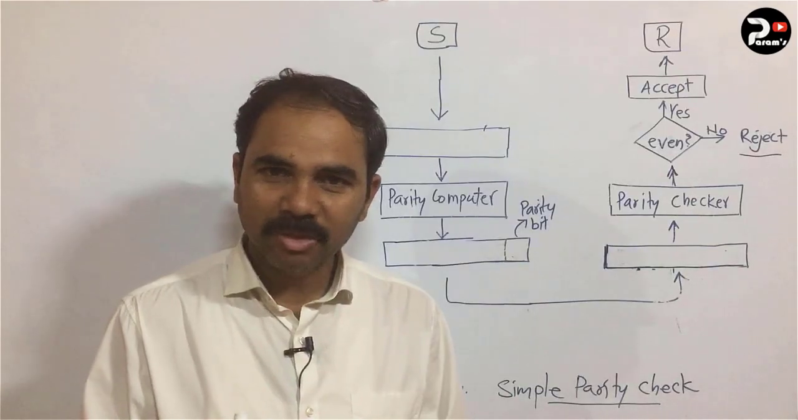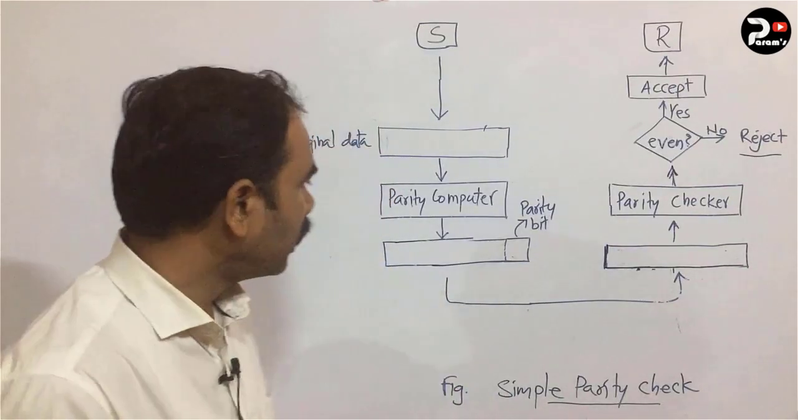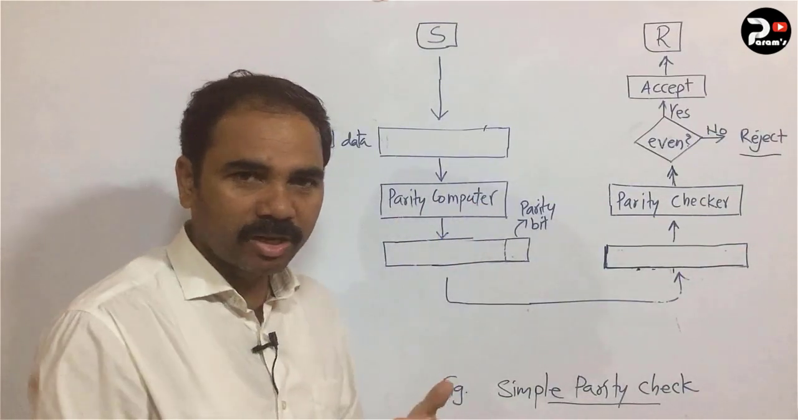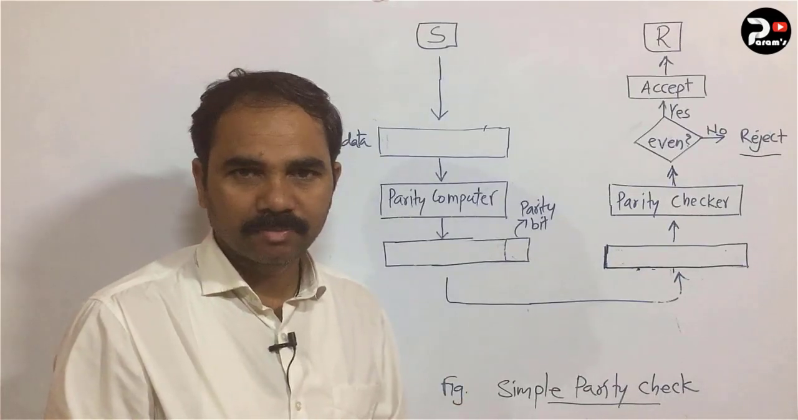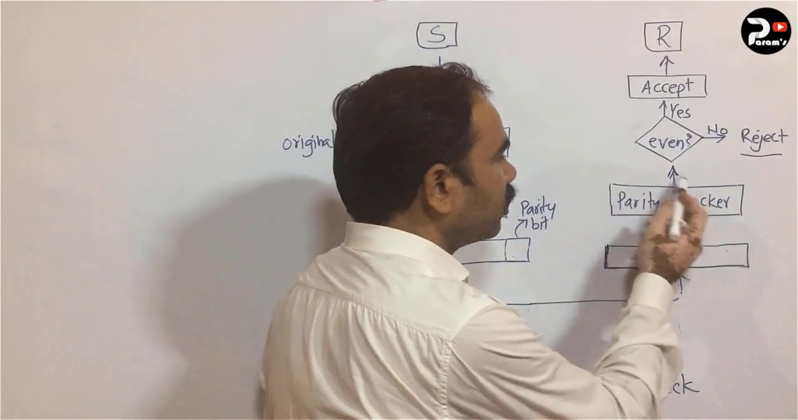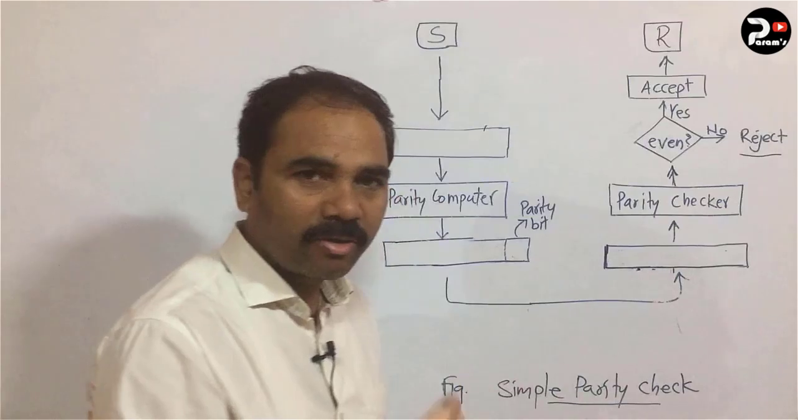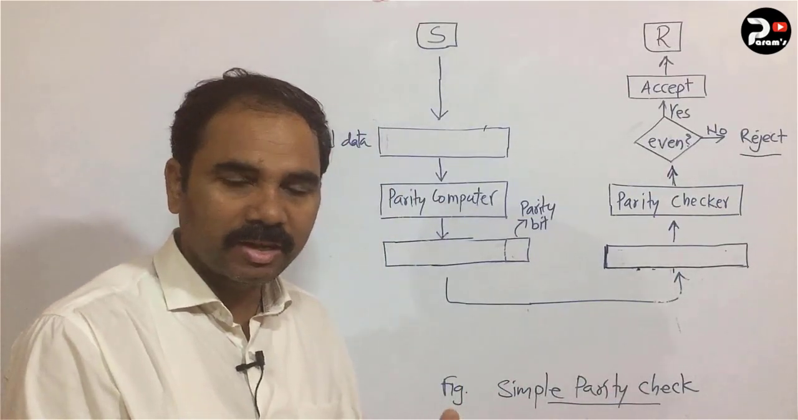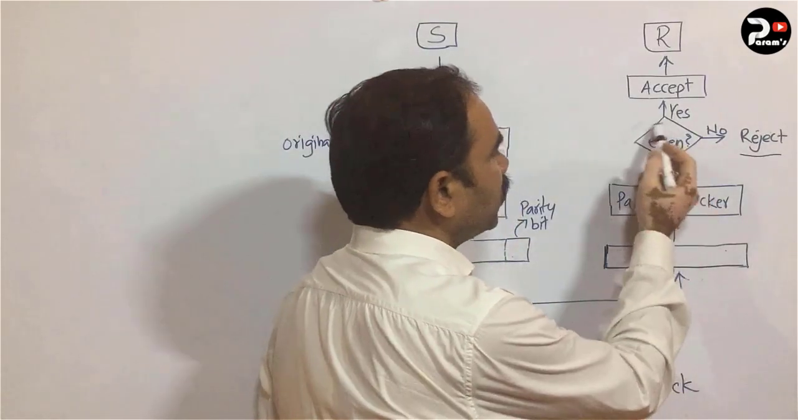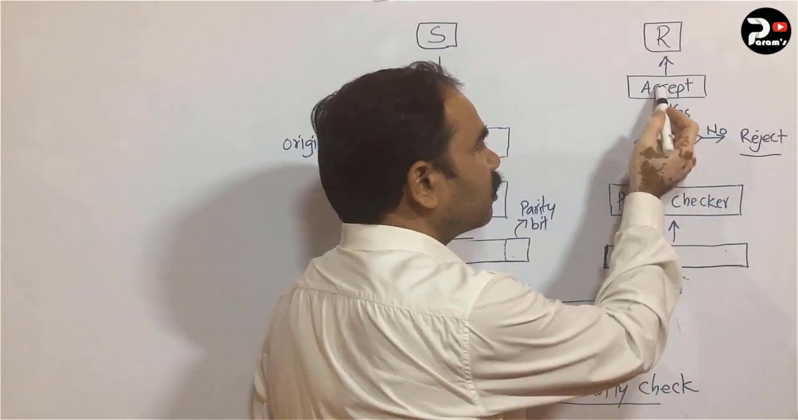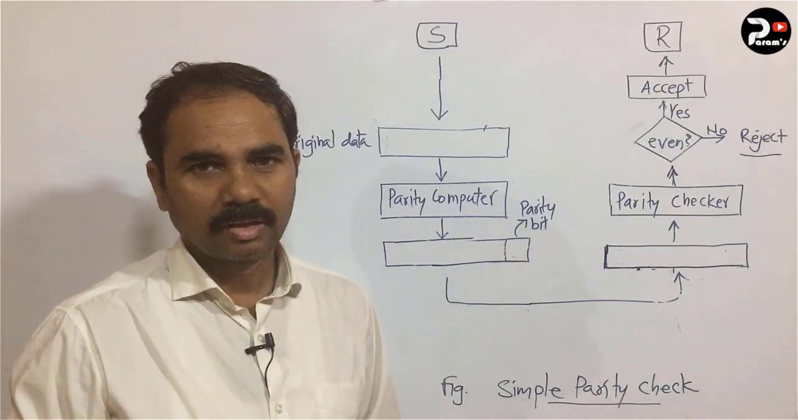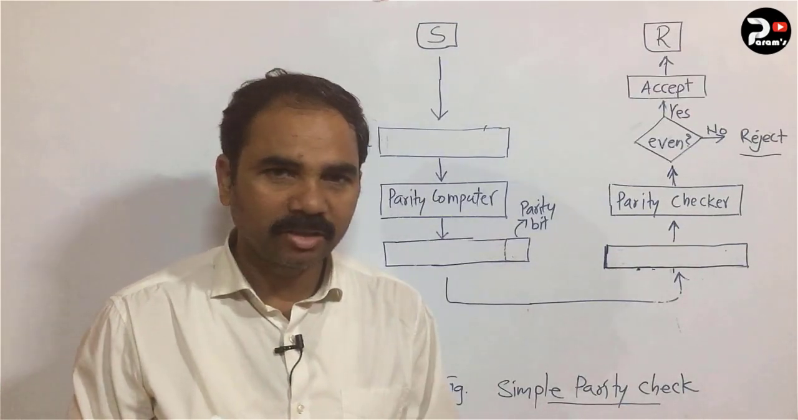In the simple parity check method, there is a parity computer at the sender side which computes the parity of every sent data unit and makes the parity even, and then the data is transmitted. At the receiver side, there is a parity checker which checks the parity of every received data unit, whether it is odd parity or even parity. If the parity of the received data unit is even, then only the data will be accepted, otherwise the data will be rejected. Let us understand the simple parity check method with this flowchart.